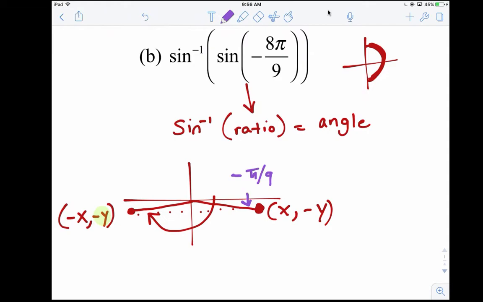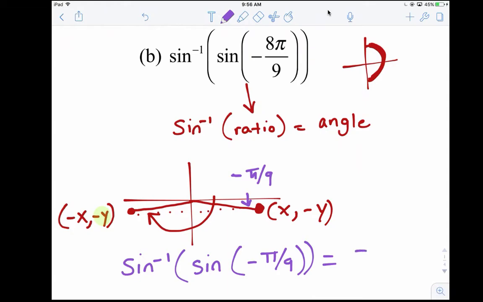Okay, so what's going to happen is that you're going to have inverse sine of negative pi over 9. Okay, negative pi over 9 is in between negative pi over 2 and pi over 2. So your answer is negative pi over 9. Alright, so you just want to make sure that you're converting it to something that's in the appropriate domain so that you can evaluate the function.